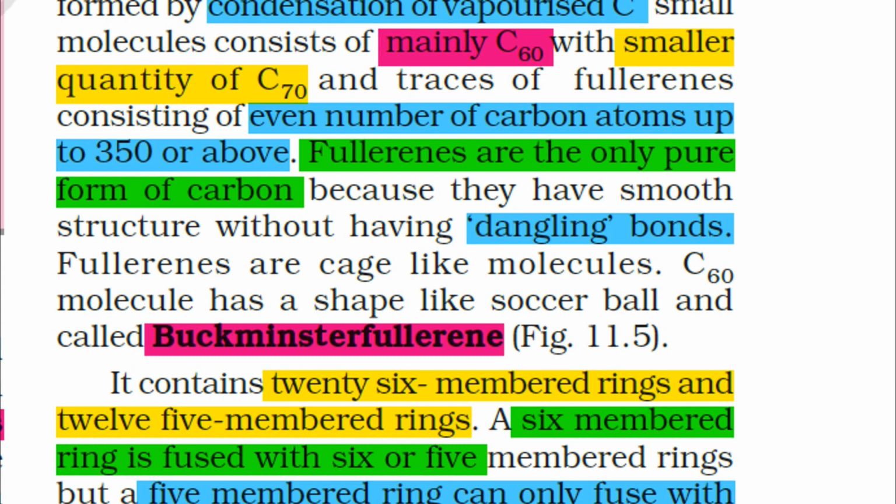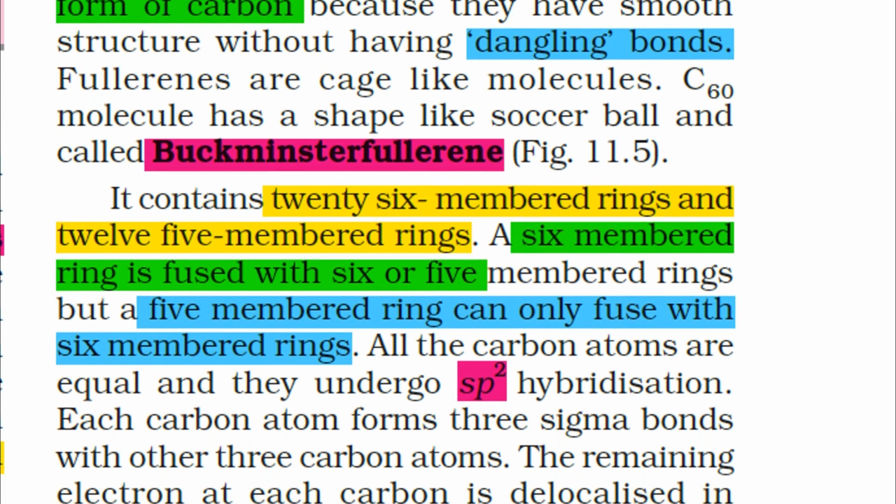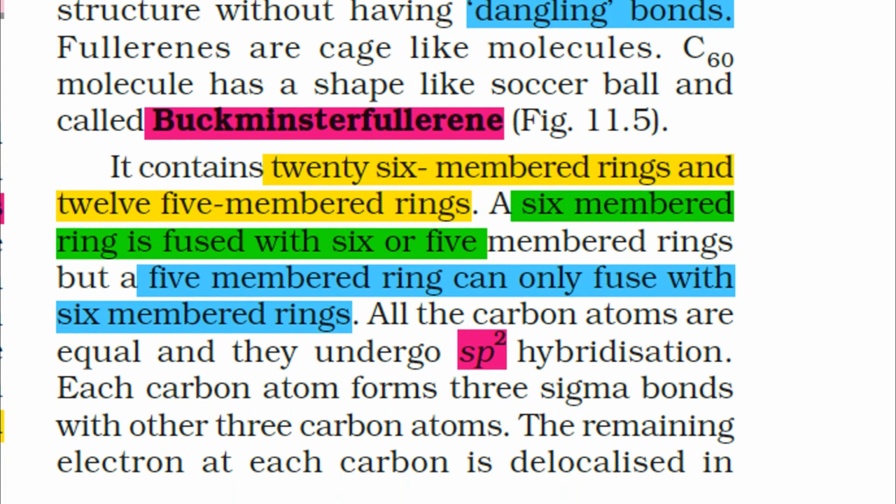If you remember, in the next chapter, that is organic basic concepts, there is a paragraph about fullerene in which it says that Buckminsterfullerene is a common name for C60 and we generally don't use its IUPAC name because it is more complicated and lengthy. So next, it contains 20 six-membered rings and 12 five-membered rings. A 6-membered ring is fused with both 6 or 5-membered rings, but a 5-membered ring can only fuse with 6-membered rings. Each carbon atom is sp2 hybridized.